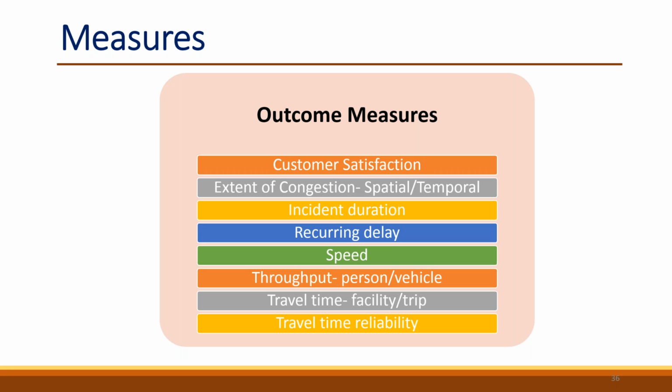So we have a wide range of performance measures, or outcomes, if you will, to choose from in order to more accurately and reliably assess the performance of strategies. Some of the outcome measures are customer satisfaction, which is very subjective, but also extent of congestion, incident duration, incident clearance time, traffic delay, buffer index, average speeds, the reduction or increase in speeds, increase in throughput, travel time, reduction in travel time, and the buffer index, which is a measure for travel time reliability.